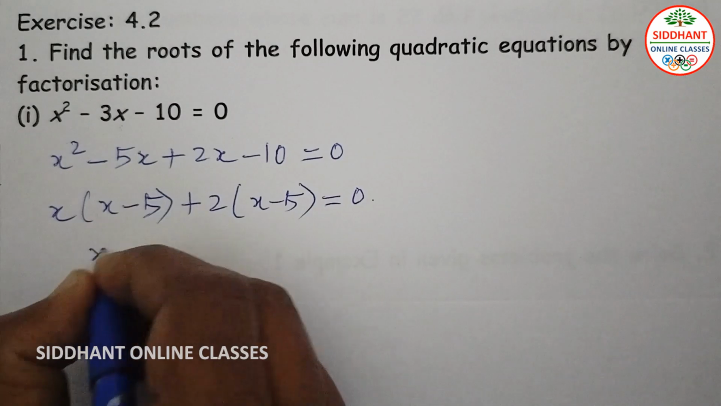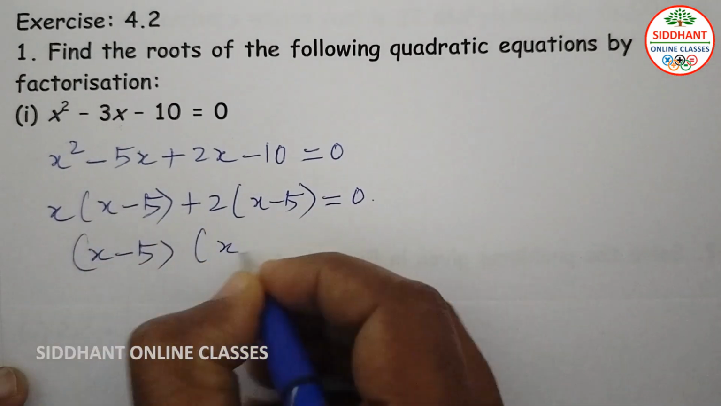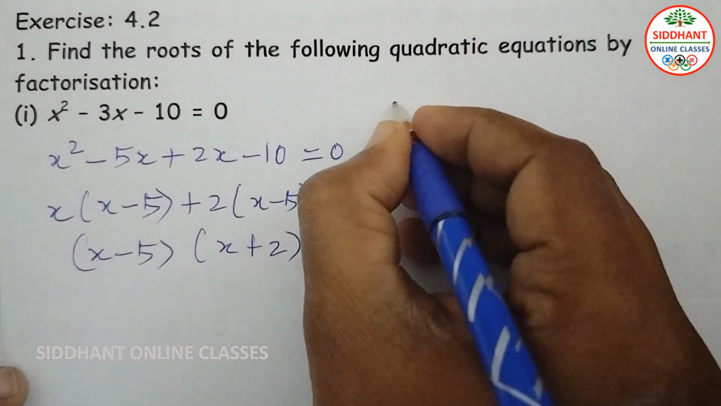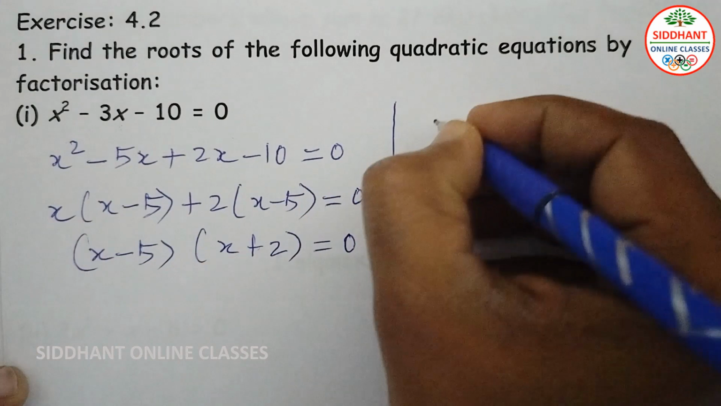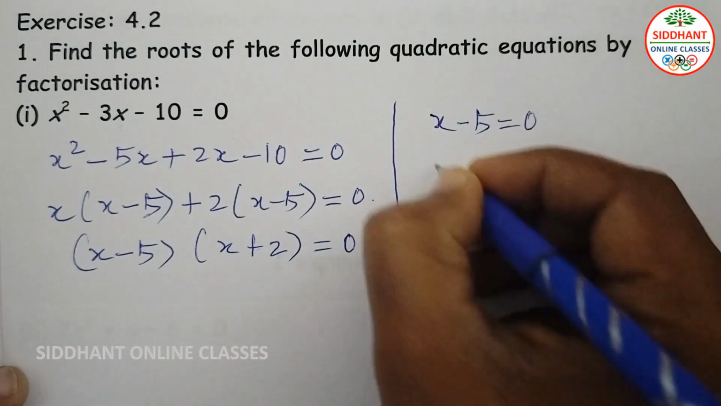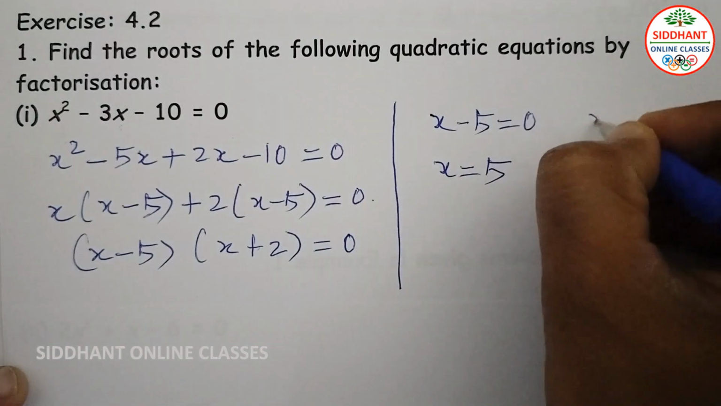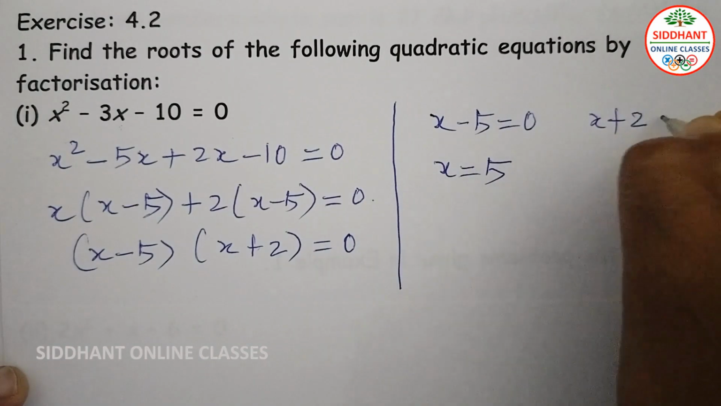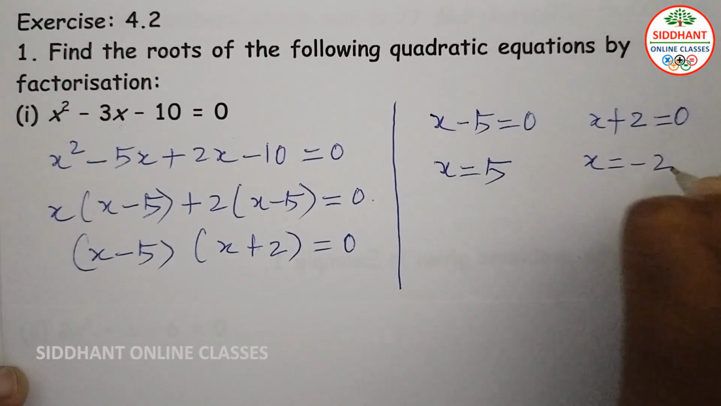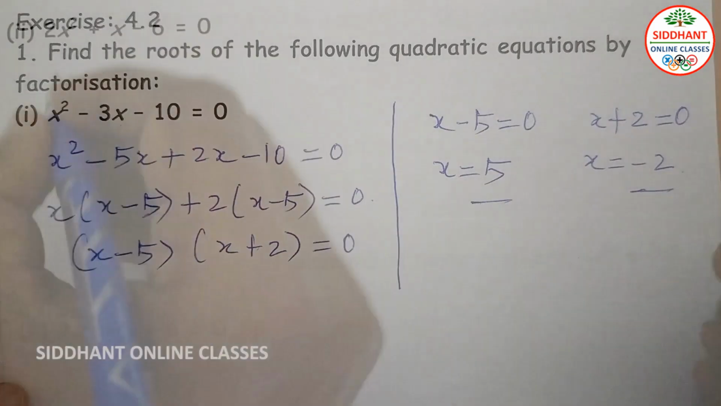So we get x minus 5 and x plus 2 equal to 0. So here x minus 5 equal to 0, that means x equal to 5. Next x plus 2 equal to 0, that means x equal to minus 2. So one is 5, another is minus 2 here.